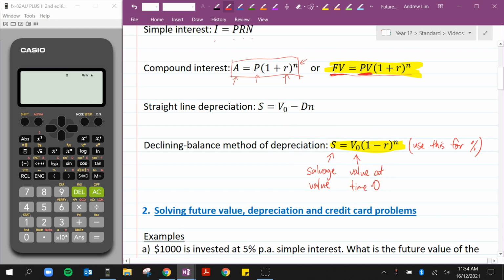So you could have bought a car brand new at $70,000, so V0 will be $70,000. Or you could have bought a car second hand for $23,000. V0 will be $23,000 because that's how much you bought it for at the very beginning, at time 0, not necessarily when it's brand new.